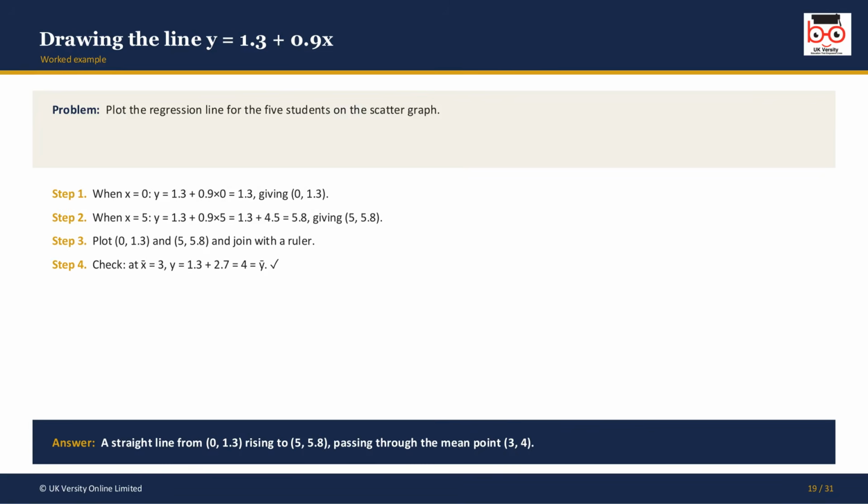Let's draw y equals 1.3 plus 0.9x for the 5 students. At x equals 0, y is 1.3, giving the point (0, 1.3). At x equals 5, y is 1.3 plus 0.9 times 5.